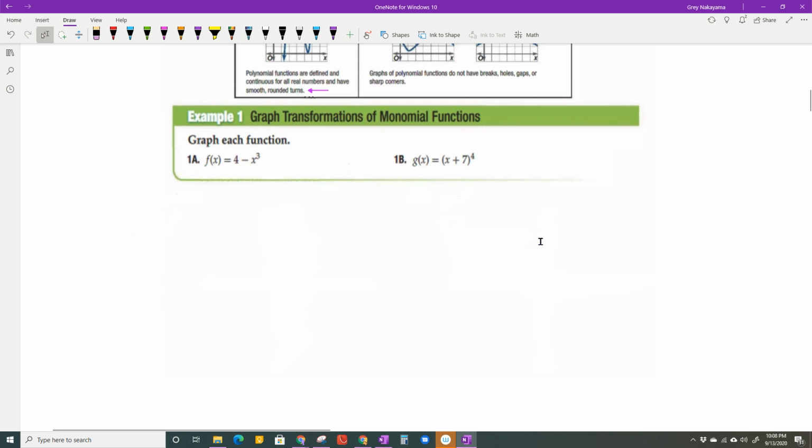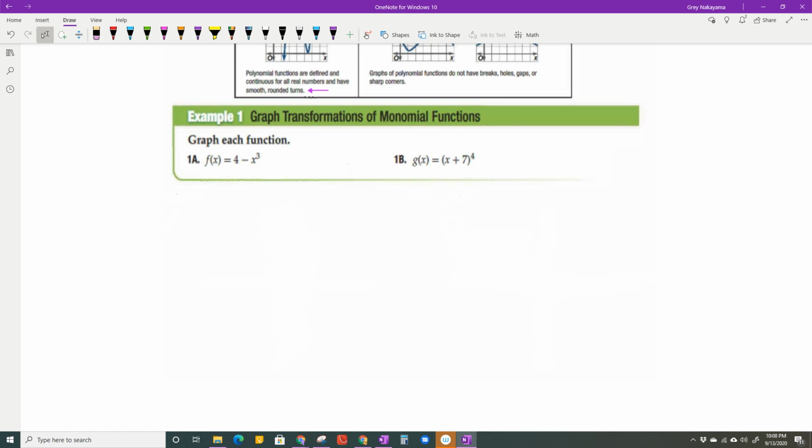Okay, so to continue with when you first learned about graphing, we talked about monomials in 2.1, and we talked about transformations in 1.5. So we're kind of putting this together.